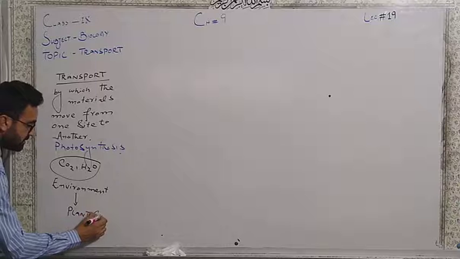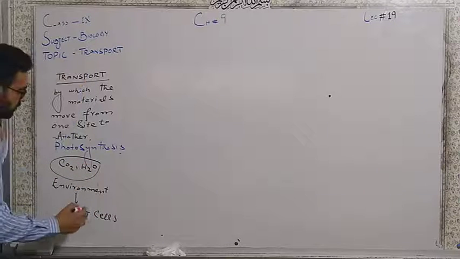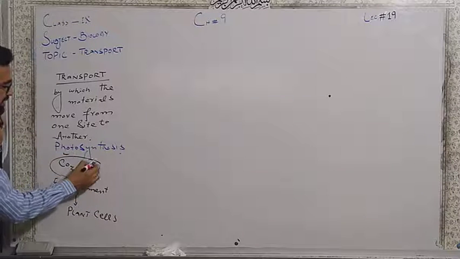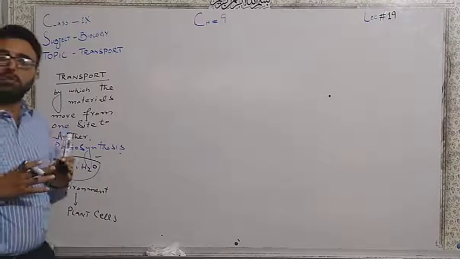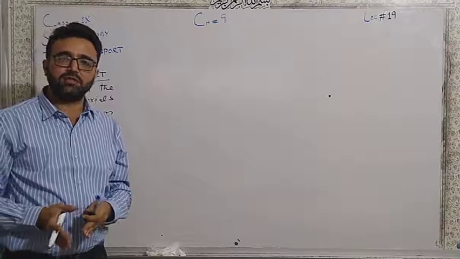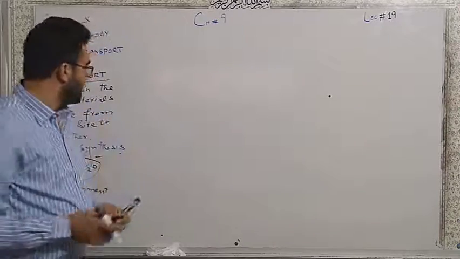To the plant cells. So if there is no transport mechanism, just imagine we fail to transport carbon dioxide and water to the plants. So there will be no possibility of photosynthesis. If there is no possibility of photosynthesis, how will life sustain on the earth?